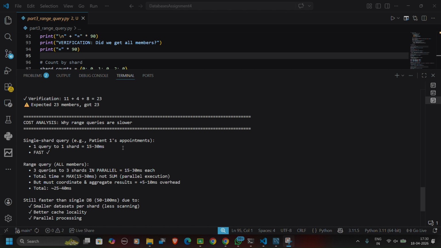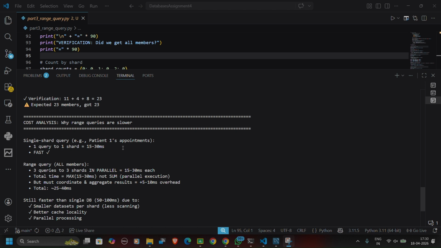There is a key difference from a single database: even though we query 3 shards, they run in parallel, not sequentially. So instead of taking 3x longer, the time is roughly the same as a single query because all 3 shards process simultaneously. Plus each shard is working with less data, fewer rows to scan, better cache hits, less lock contention. So even with the broadcast, we are still faster than querying one giant table. This is the trade-off of sharding.